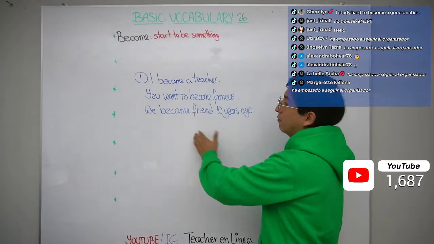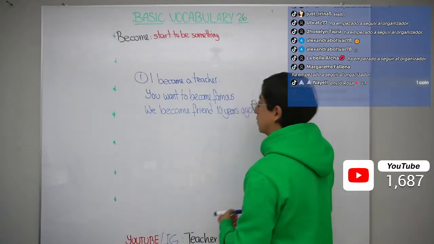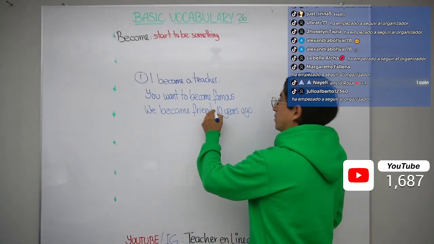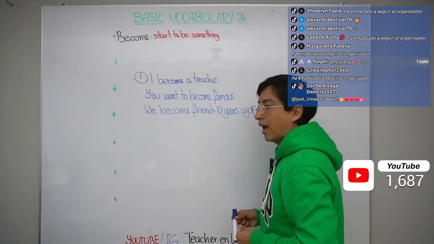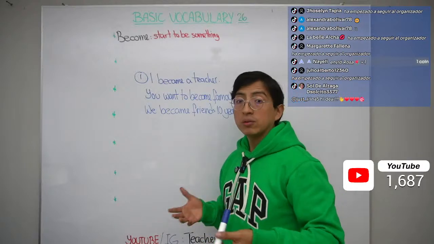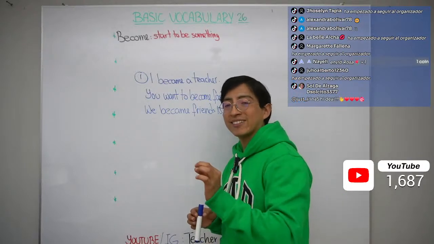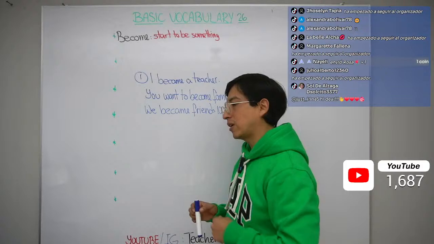Yep, we became friends. Oh, friends, sorry. There is an S missing there. Okay, we became friends 10 years ago. Okay, so this is how we can use this structure. Now, what else? I'm gonna write one more thing.